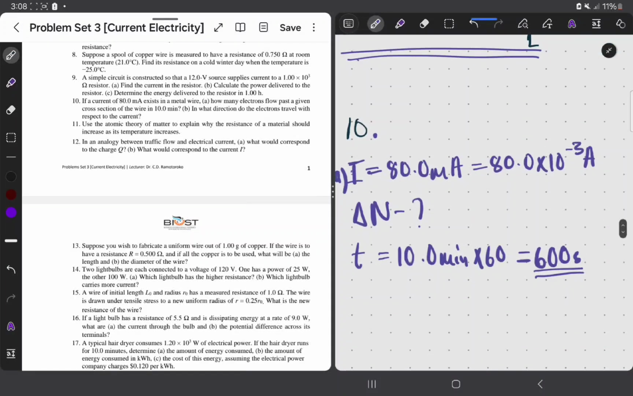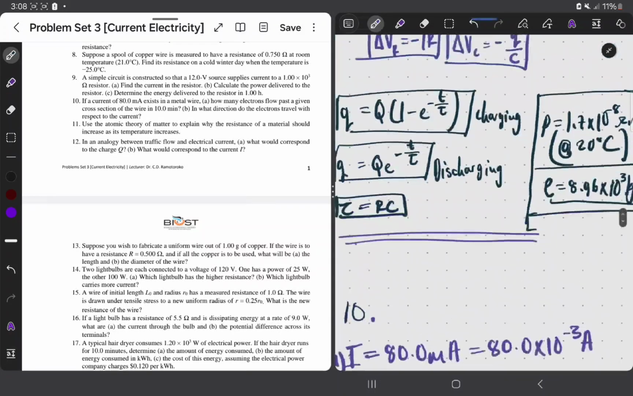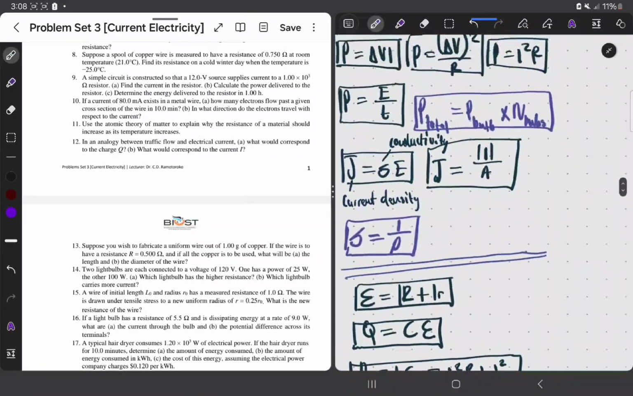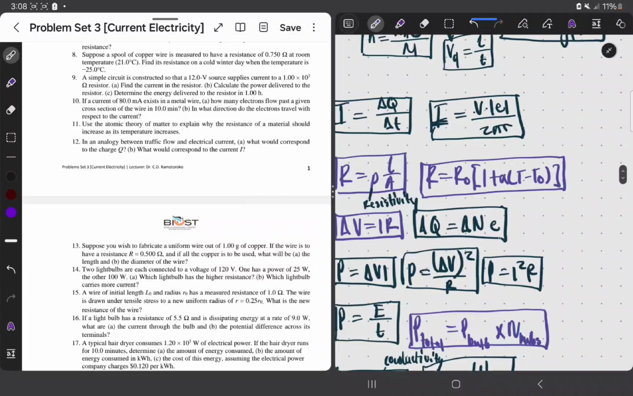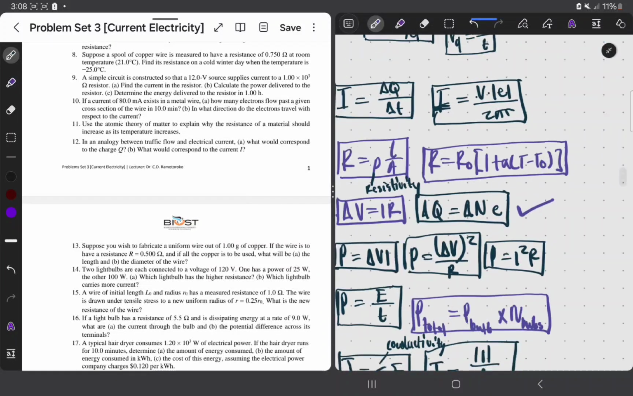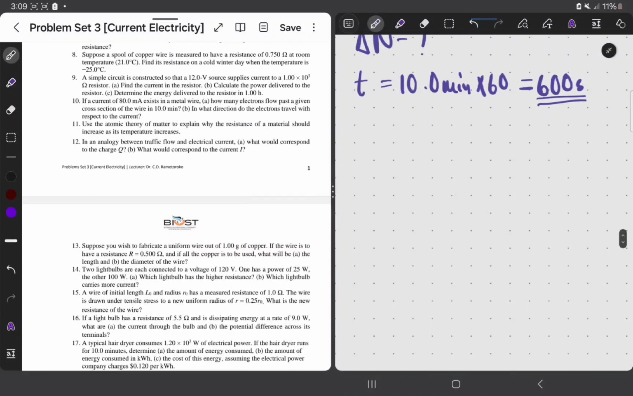Then they're asking how many electrons. I know we've done it many times, that this delta N is only in one formula. Here we go up and look for it. This delta N is only in this formula, which says delta Q is equal to delta N times E. You remember you have the formulas written down, so it's not even hard. Just make sure you write the formulas down.